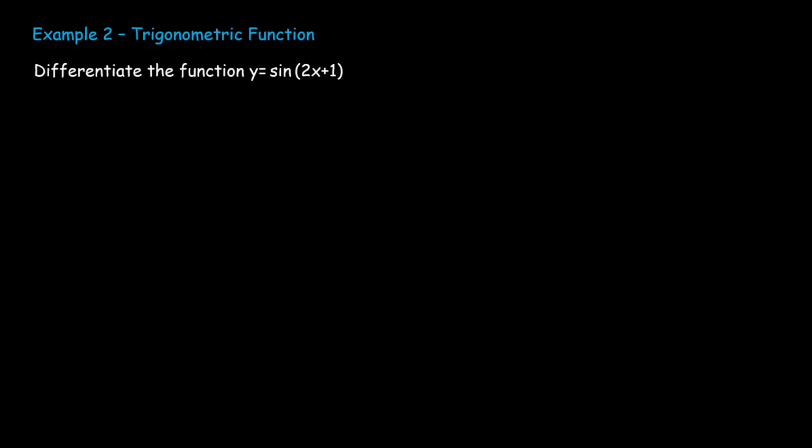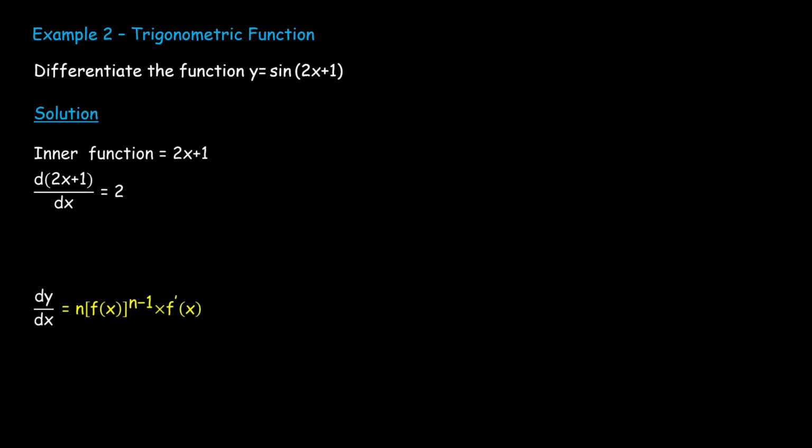Example number 2. Differentiate the function y equals sine of (2x plus 1). So once again, we start by identifying the inner function, which is 2x plus 1 in this case. So it means that the outer function would just be sine of x, and the derivative of sine of x is just cos x. Alright then, we go ahead and differentiate the inner function, which is 2x plus 1, and that would just give us 2. We then substitute into our formula, and then our final answer would just be 2 cos(2x plus 1).